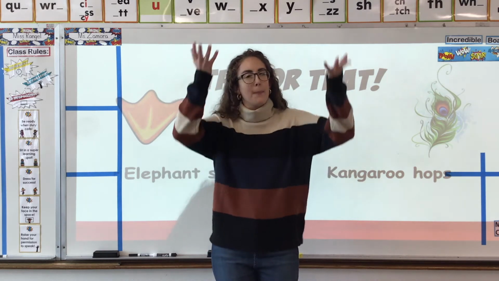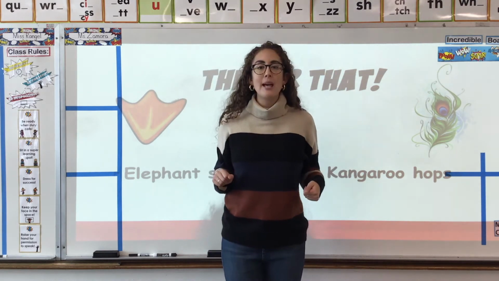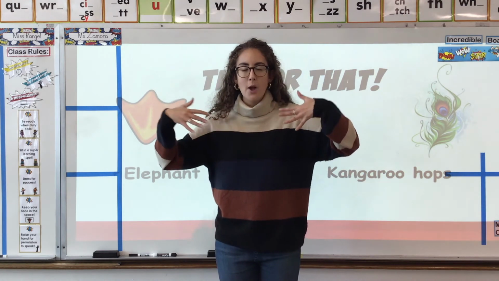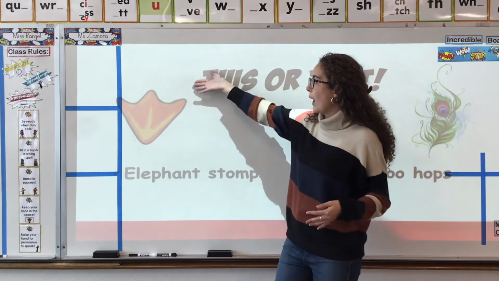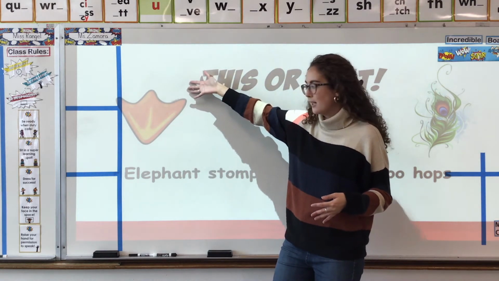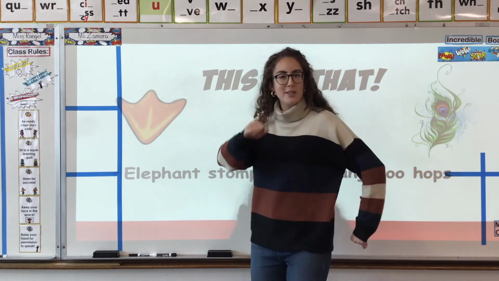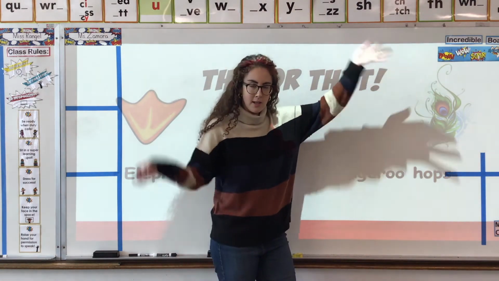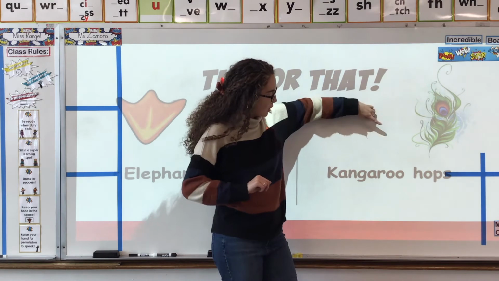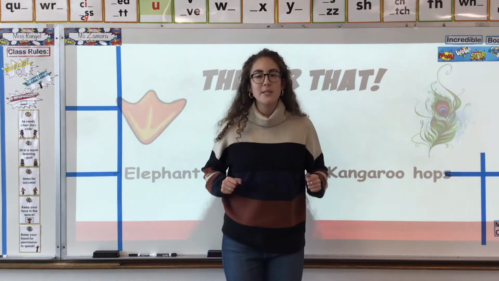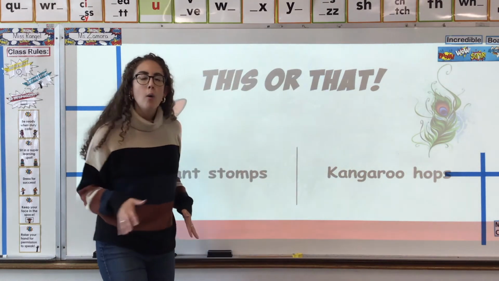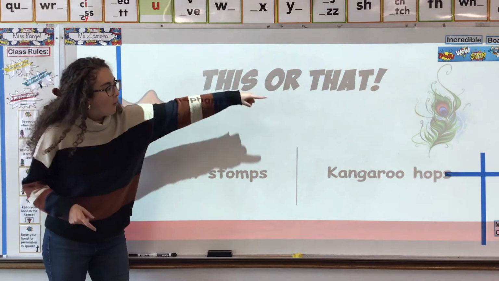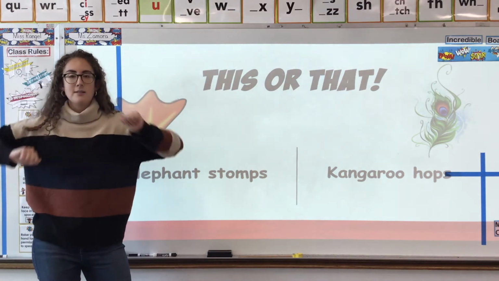So stand up, up, up. And my question for you is, what would you rather have on your own body? Would you rather have webbed feet like a duck? So you're going to do elephant stomps. Or would you rather have peacock feathers? If so, you're going to do kangaroo hops. This is on your own body. If you woke up, would you rather have webbed feet or peacock feathers?